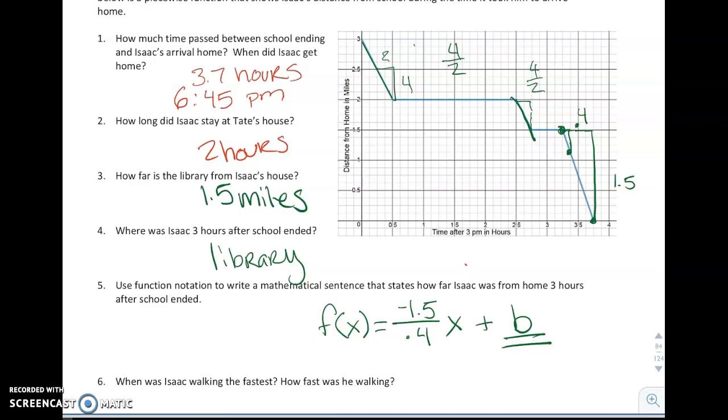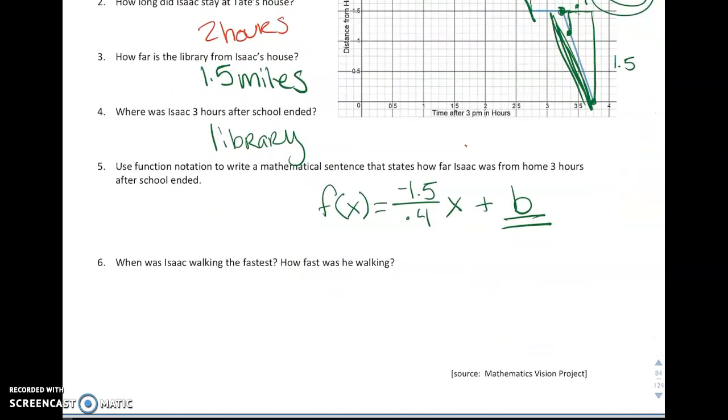This is a 1, 2. So 1, 1, 2, 3. So that's a 3. These all equal out to 2. This one's a 3. This one's got the steepest slope. It's where he's walking the fastest. So he's walking the fastest home from the library.